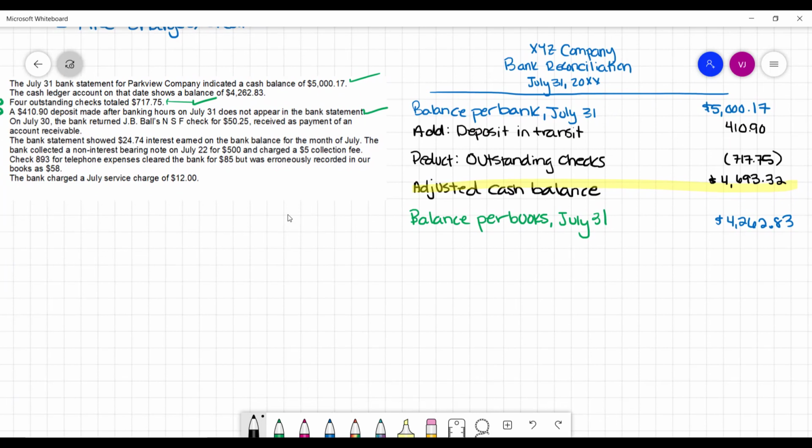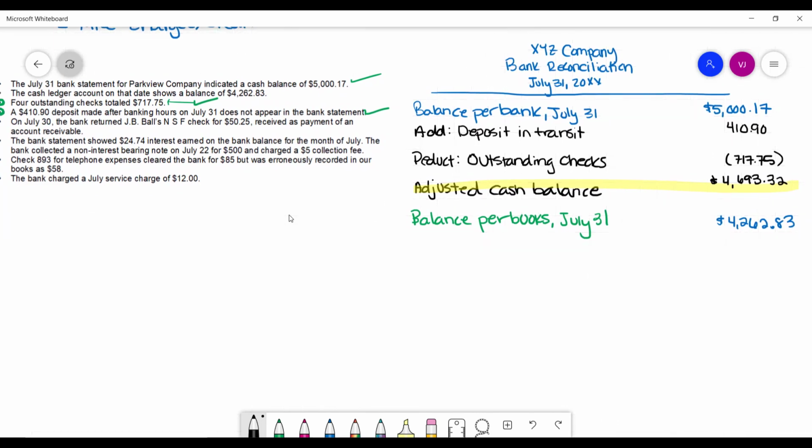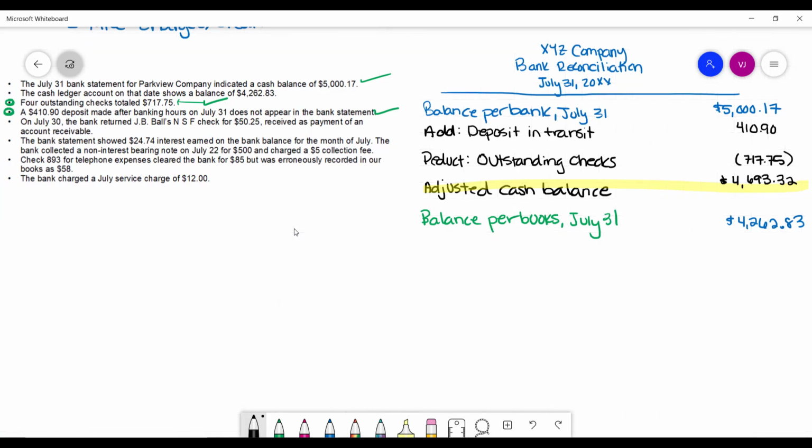So let's go through and make these adjustments. We see here there was a check returned by the bank. One of our customers that we received payment from, $50.25, that check bounced. We earned interest during the month of July in the amount of $24.74. Check 893 for telephone expenses cleared the bank for $85, but we accidentally recorded it as $58. And then finally, the bank charged a July service charge of $12.